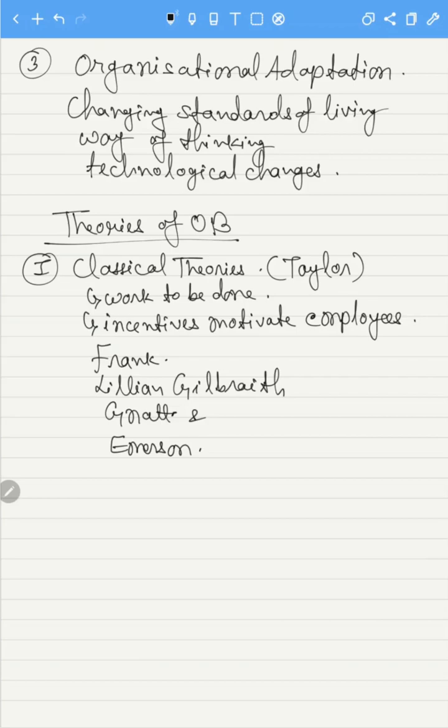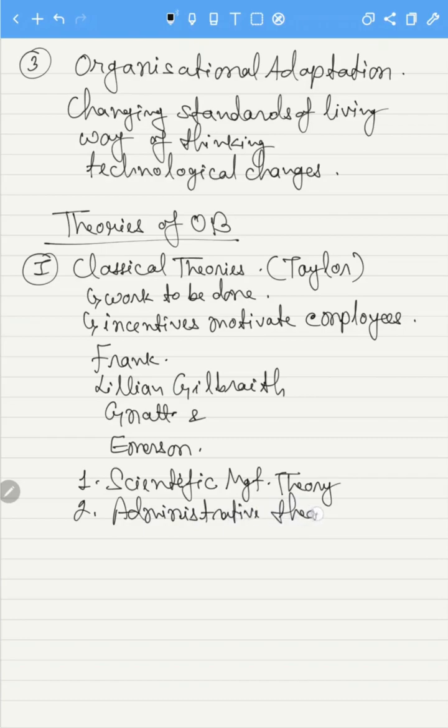So to understand classical theories, we will have to understand the following terms. Three terms are there: scientific management theory, administrative theory, and bureaucracy theory. First is scientific management theory. Second is administrative theory. Third is bureaucracy theory. Let us understand them one by one.